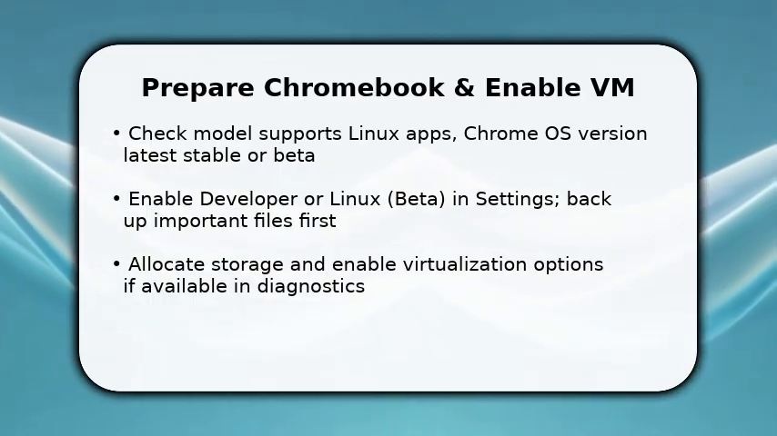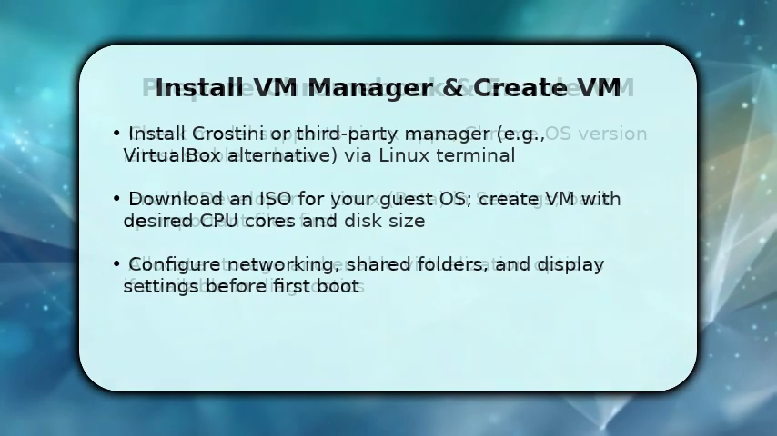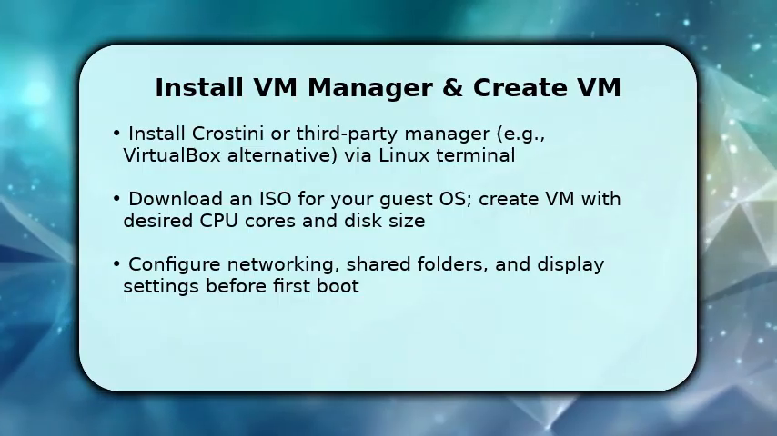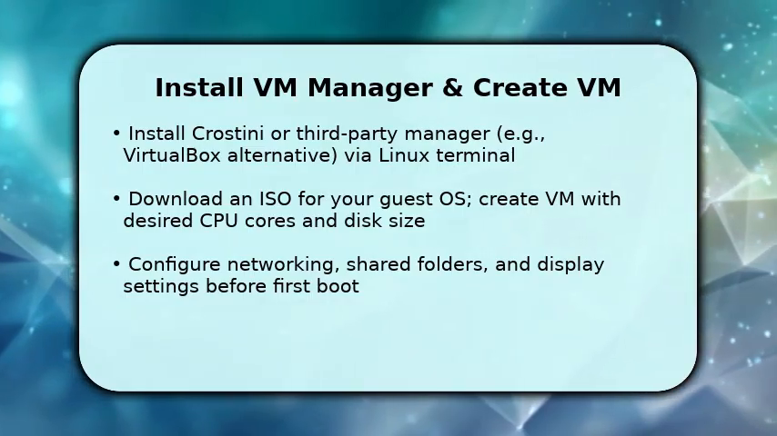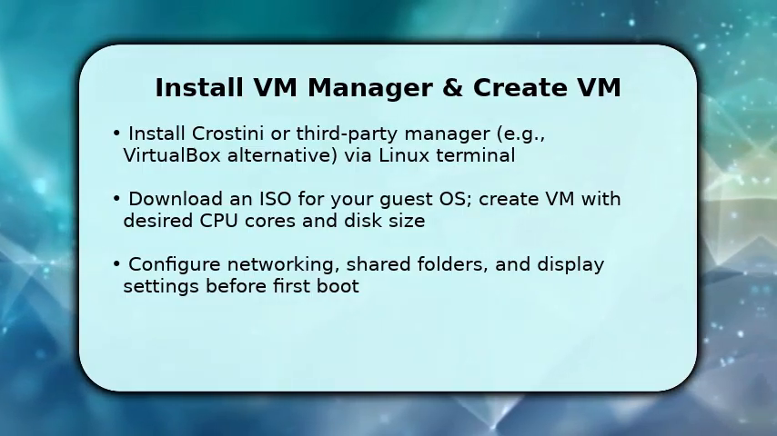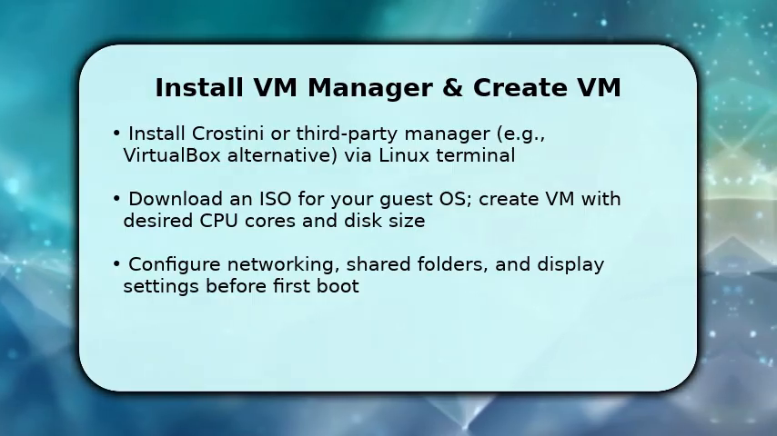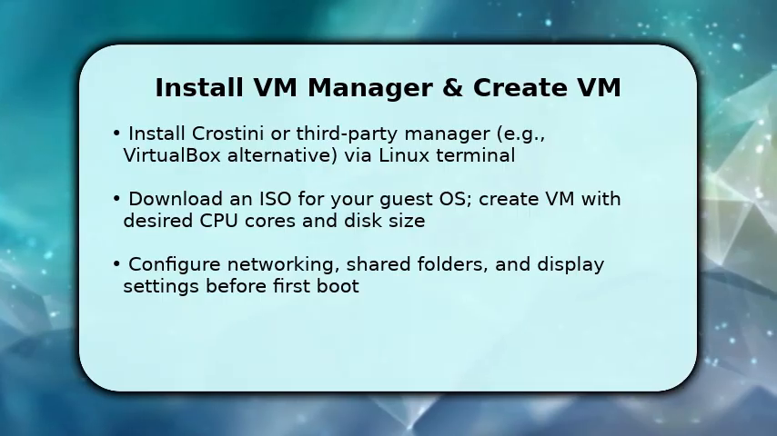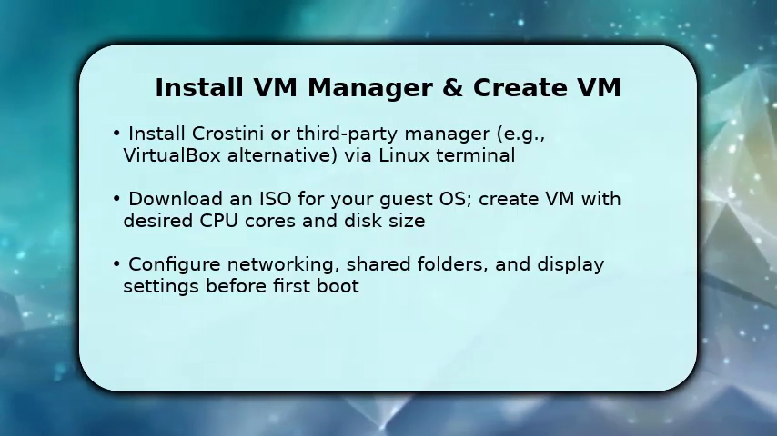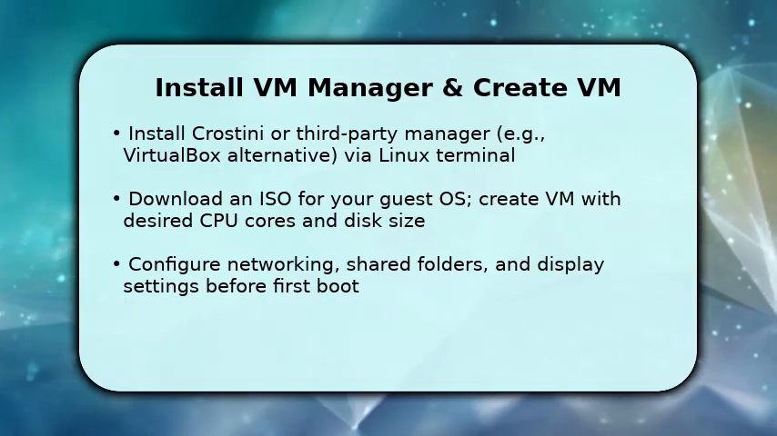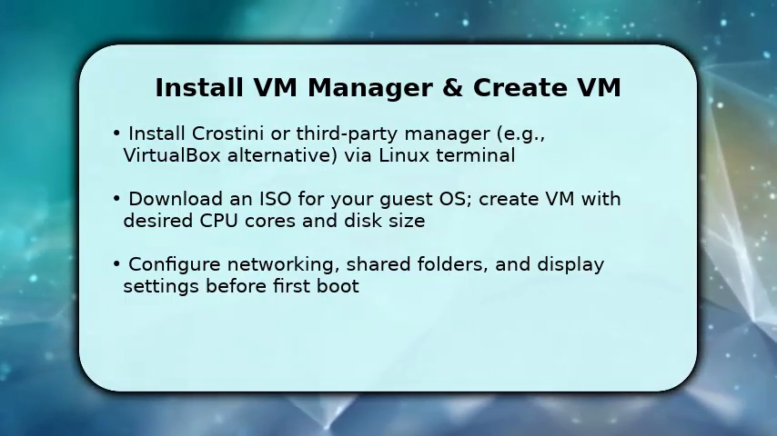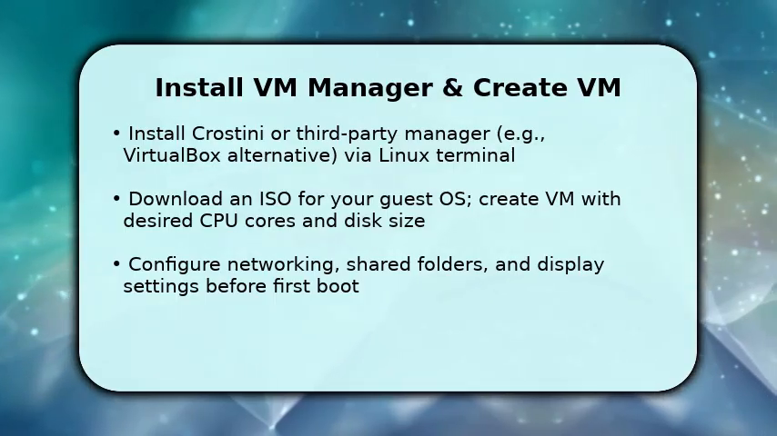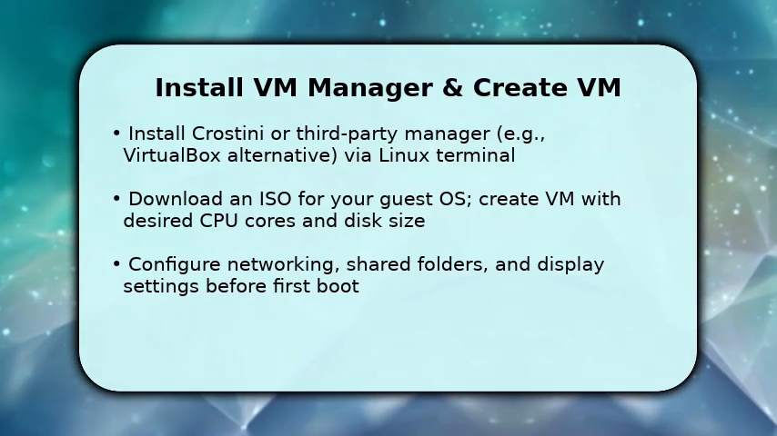You now install the VM Manager inside Linux Beta using apt or the manager's installer. This is how the host runs guests. Then download the guest OS ISO and create a VM, assigning CPU cores, RAM, and disk size based on your use case. Make sure to configure networking for internet access and set up shared folders so files transfer easily. Finally, tweak display and input pass-through settings so the VM feels responsive when you boot it for the first time.